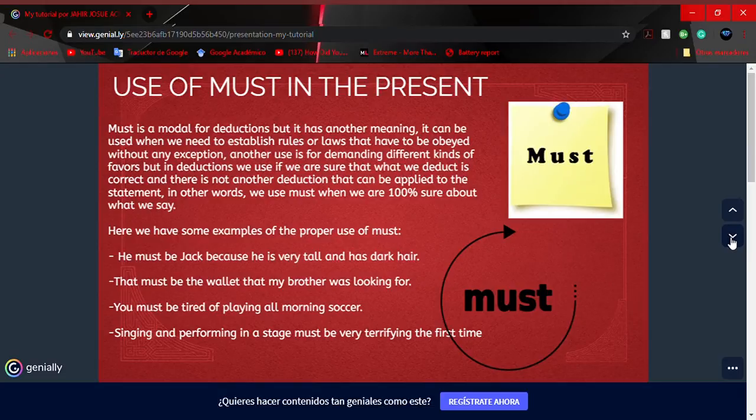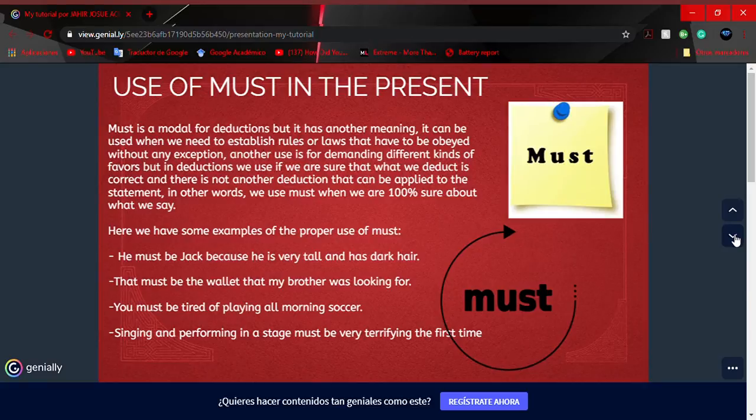Here are some examples. He must be Jack because he's very tall and he has dark hair. In this example, the person says that the person that is looking at him is Jack because he has long hair, so it must be him. Or there's another one. That must be the wallet that my brother was looking for. Or you must be tired playing soccer all morning, and singing and performing on stage must be very terrifying the first time.